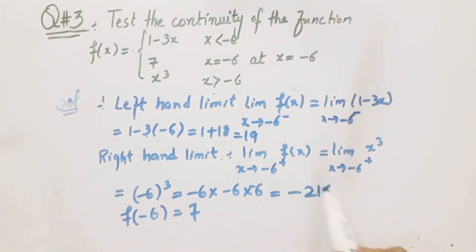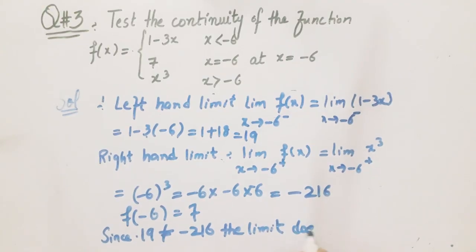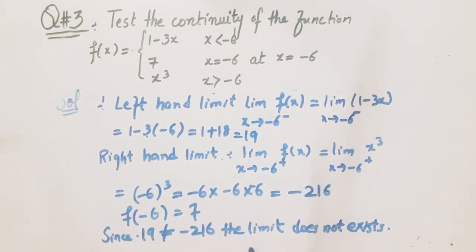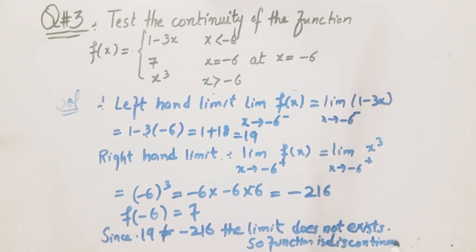Now we see that the limits exist but are not equal. The left hand limit and right hand limit are not equal, and not equal to the value of the function. So you will say, since 19 is not equal to -216, the limit does not exist. So the function is discontinuous at x = -6.